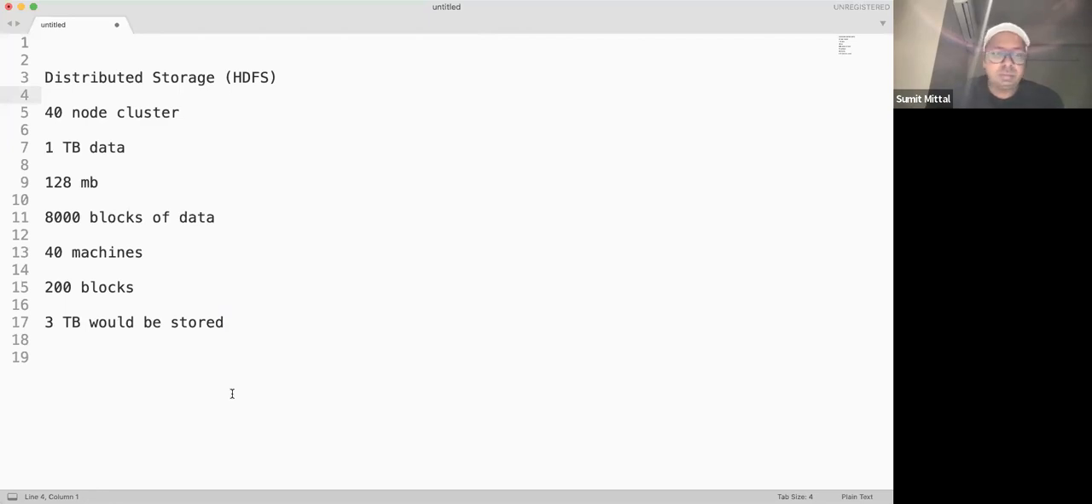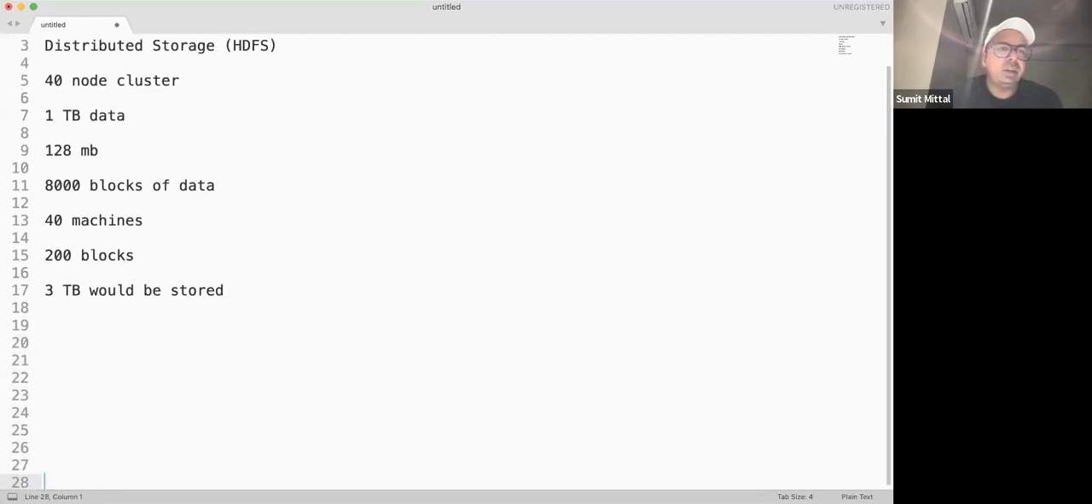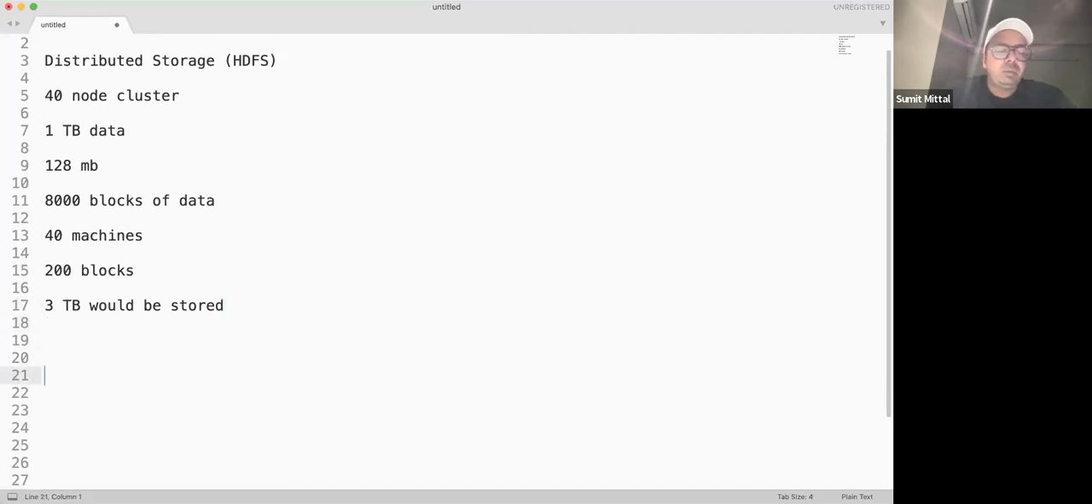Now, storage part is taken care of. What we have to think about now is your processing part, right? Once your data is stored, how do you process it? Can your normal C, C++, Python, Java program run directly on this?